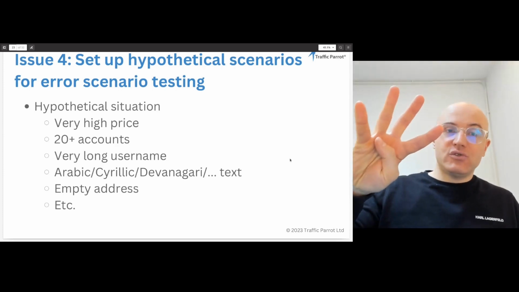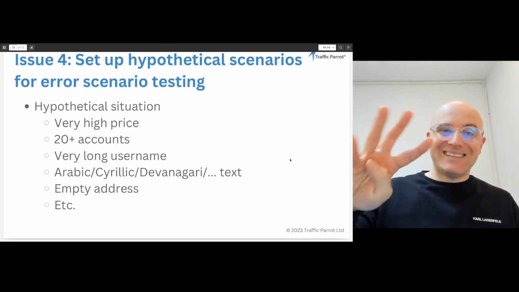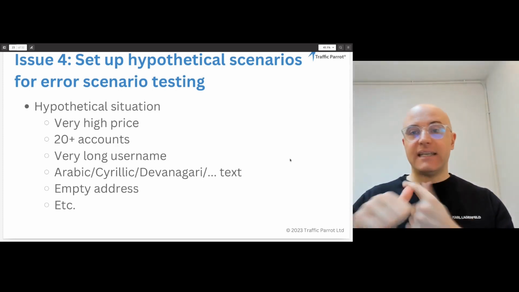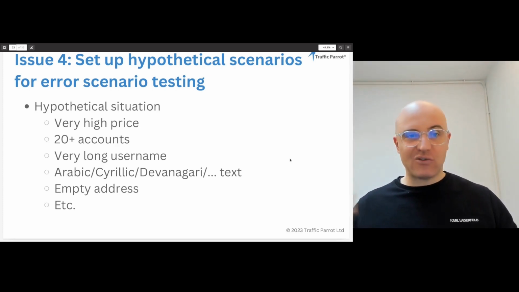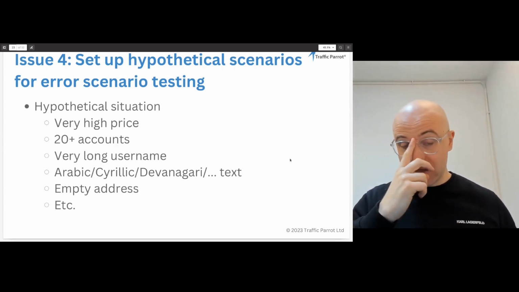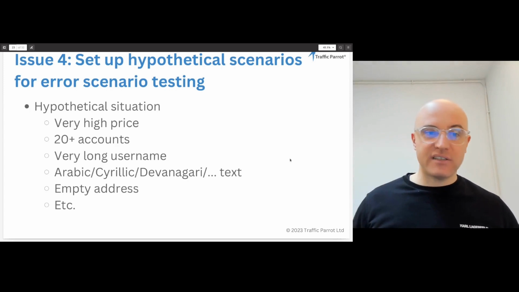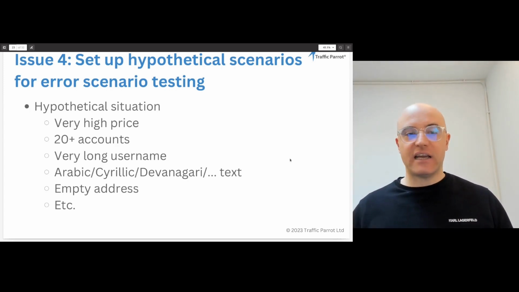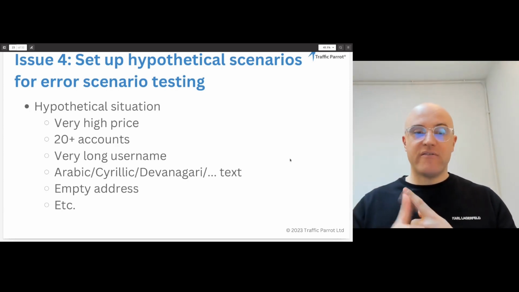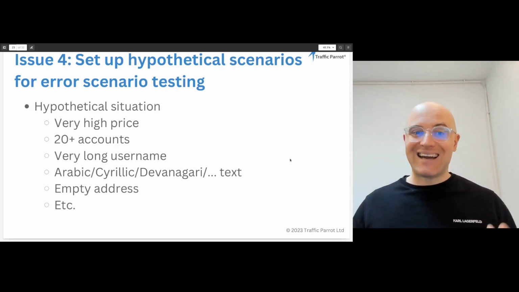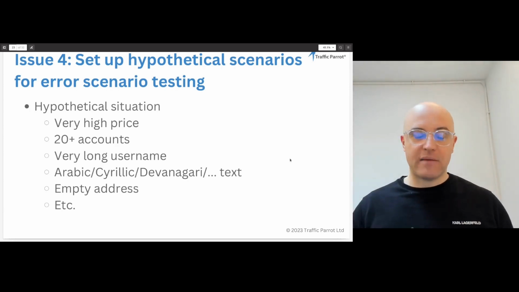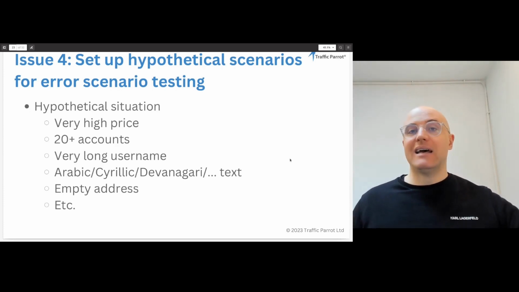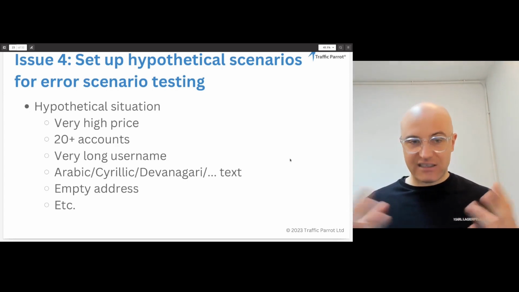The fourth issue you'll see when you're dealing with automated tests is that sometimes setting up hypothetical situations or error scenarios can be quite challenging. So for example, imagine you have to set up in third-party or backend systems things like a response with a very high price, a response with many accounts, a response with a very long username, a response with different types of characters in it, or a response with different empty fields, etc., etc.